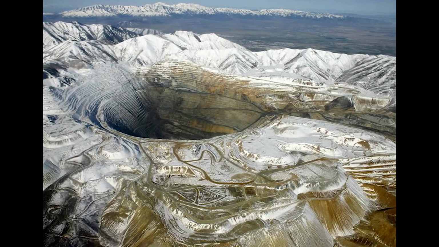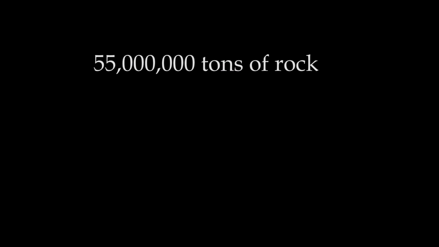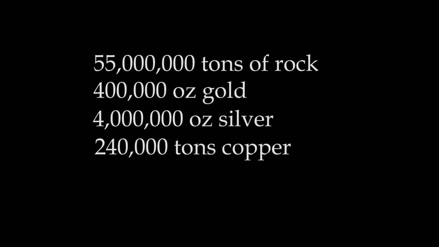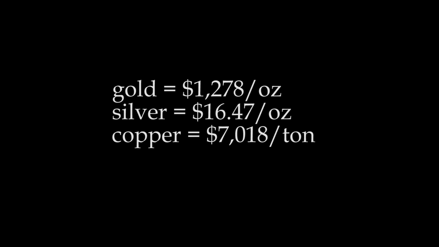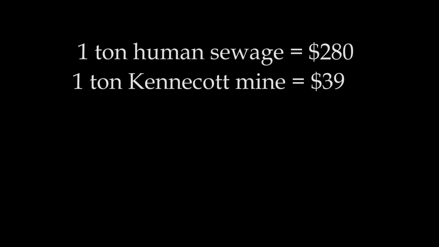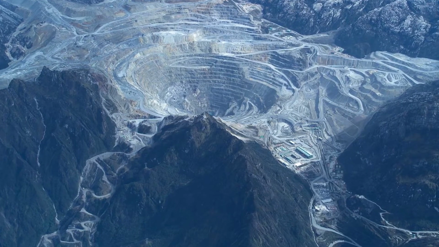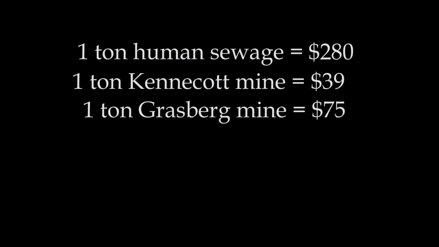Now, that's not a lot, but consider how much the Kennecott mine in Utah gets. They go through 55 million tons of rock per year, and out of all of that, they get 400,000 ounces of gold, 4 million ounces of silver, and 240,000 tons of copper. Taking into account the current prices for all of those metals, yields only $39 per ton. Even the richest gold mine in the world, the Grasberg mine of Indonesia, only gets about $75 per ton. Even if we could only get 1/3 of the precious metals value from human sewage, it would still be worth more than you would get from any mine.